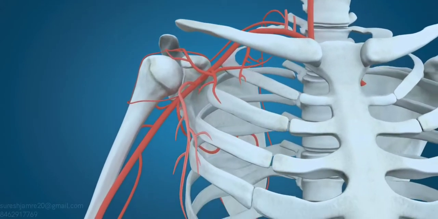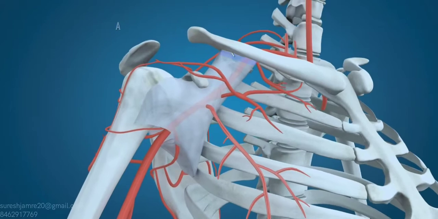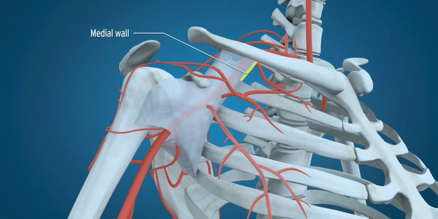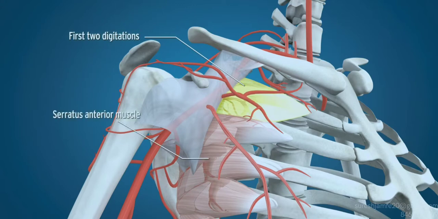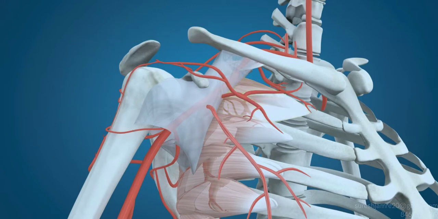The axillary artery enters the axilla through the apex of the axilla. At this region, it is in contact with the medial wall of the axilla, formed by the first two digitations of the serratus anterior muscle. As the axillary artery passes downwards, it comes in relation with the lateral wall of the axilla.